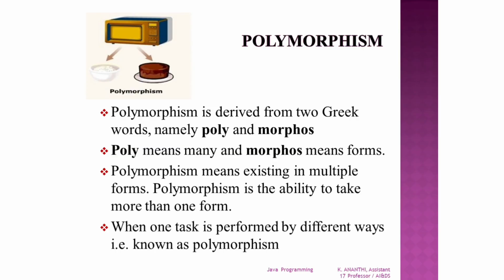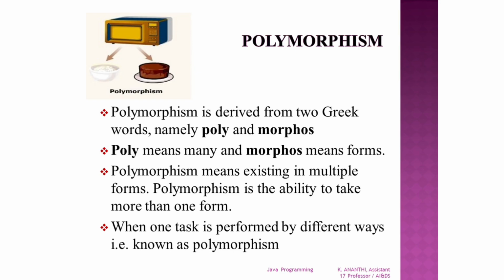Let me explain with a real-time example. Imagine the word run. A student can run. A computer program can run. A car engine can also run. The word is the same, but the meaning changes depending on the situation. Similarly, in Java, the same method name can perform different actions depending on the object.